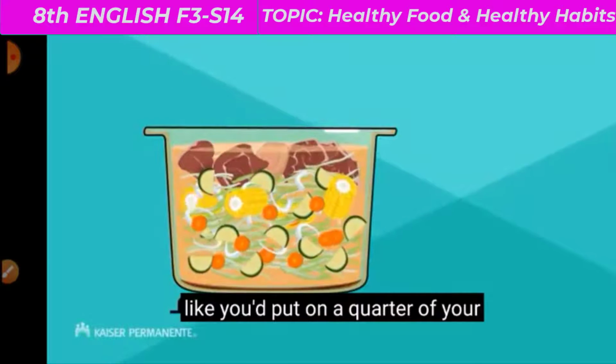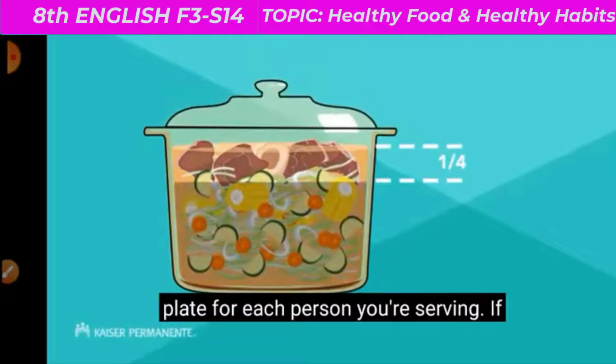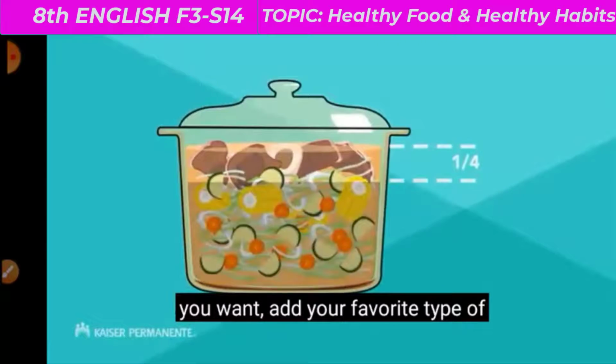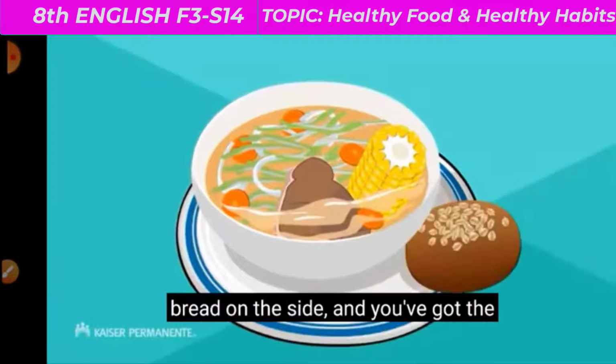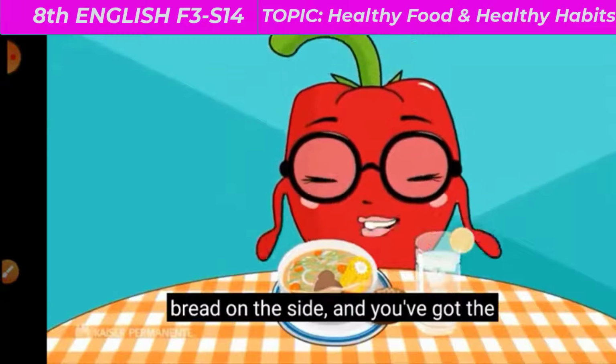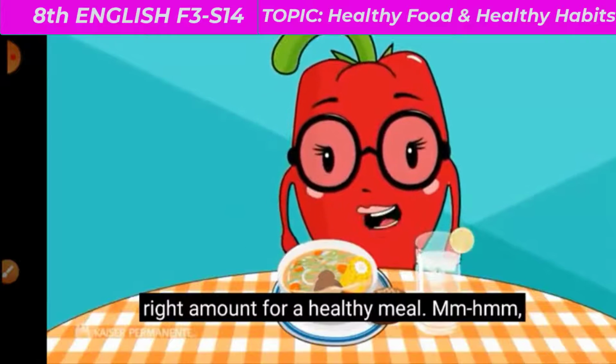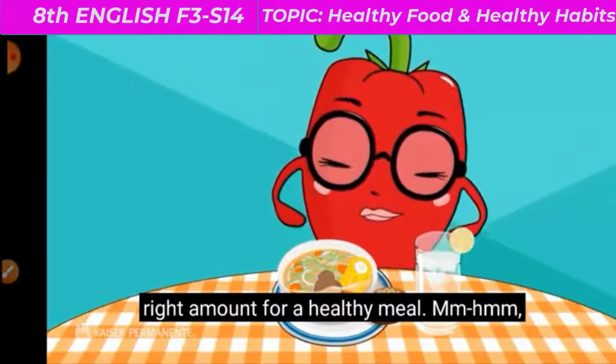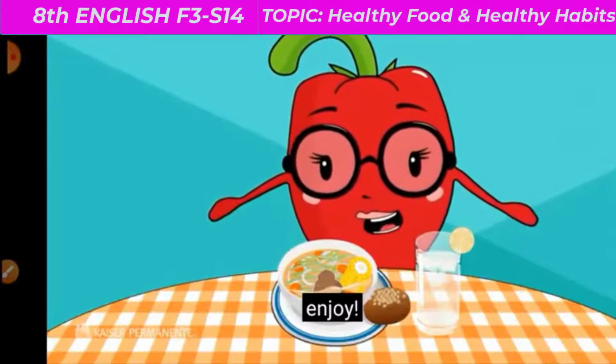Just like you'd put on a quarter of your plate for each person you're serving. If you want, add your favorite type of bread on the side. And you've got the right amount for a healthy meal. Enjoy!